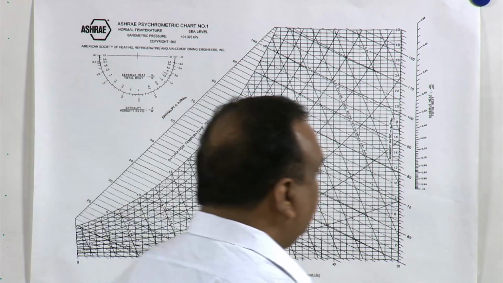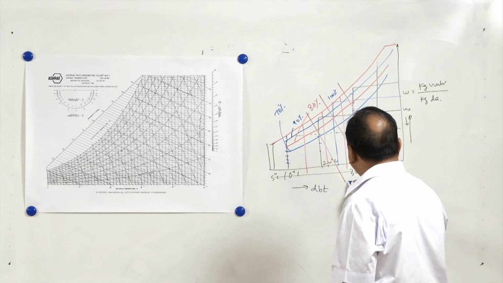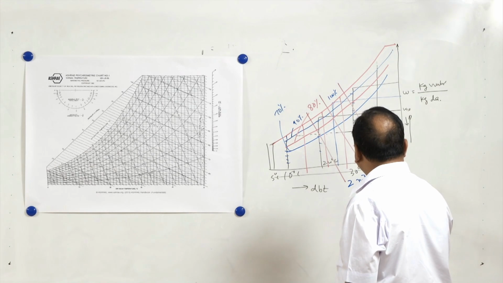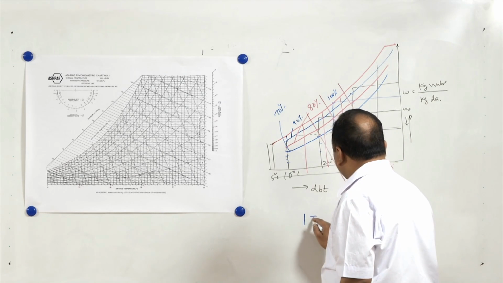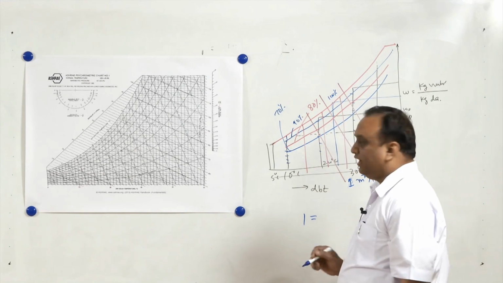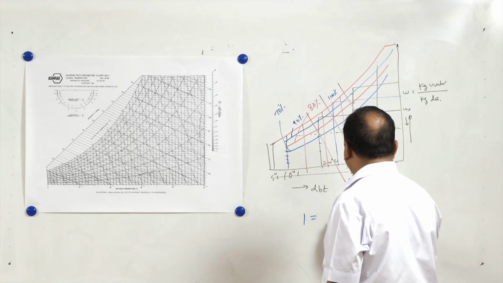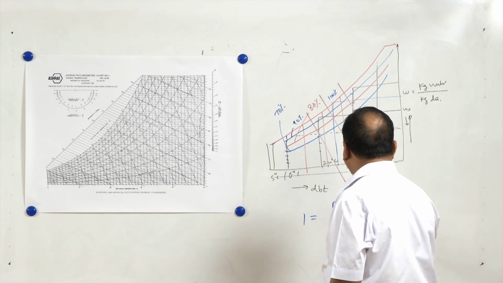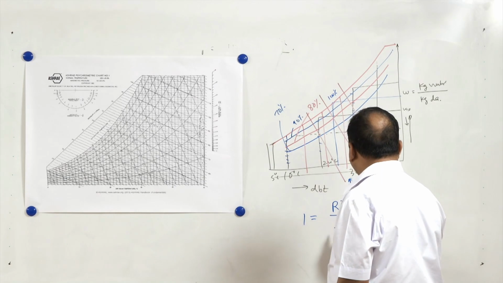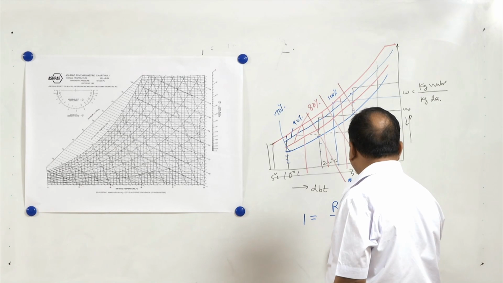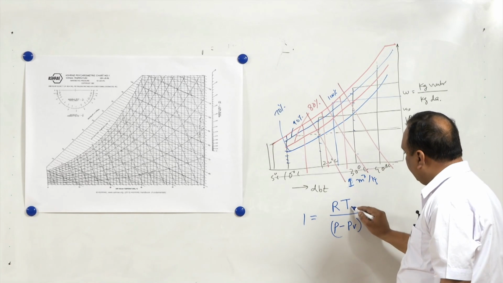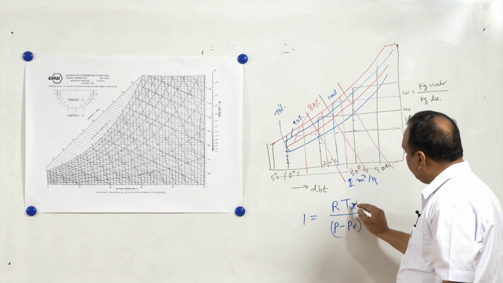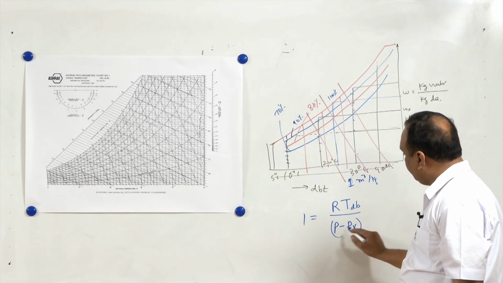I mean, how are they drawn? Let us say we want to have a constant specific volume of 2 meter cube per kg or 1 meter cube per kg. So, if I want 1 meter cube per kg specific volume, we will use the PV equals RT relation. So, specific volume is RT divided by P minus PV, in meter cube per kg. M will not be there, and P minus PV is the pressure of air. T is the dry bulb temperature. So, the dry bulb temperature multiplied by R, the gas constant, divided by P minus PV.